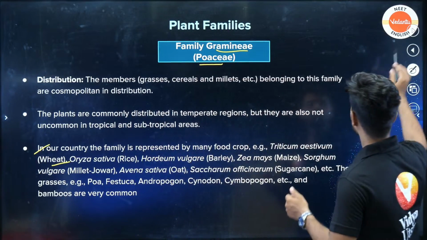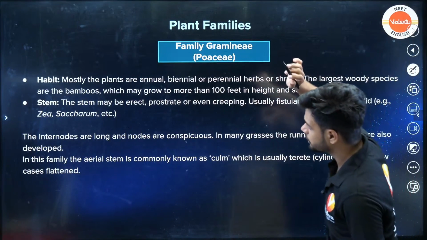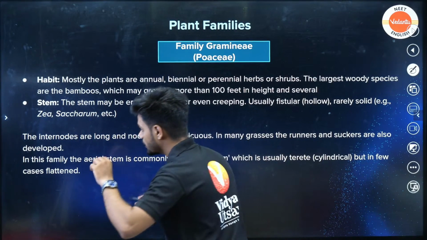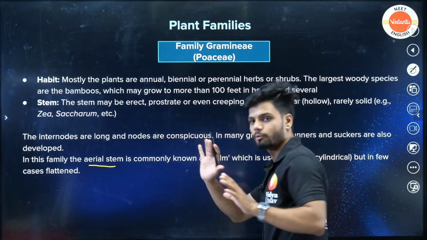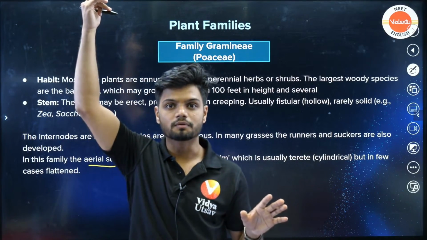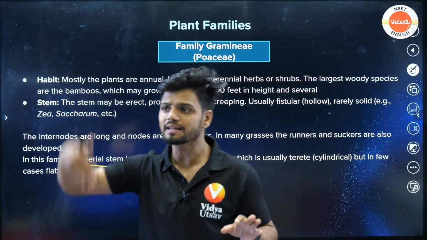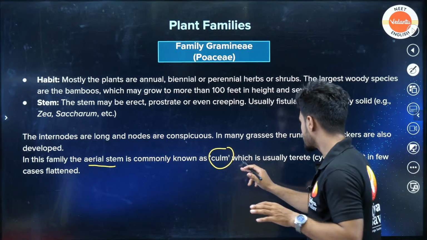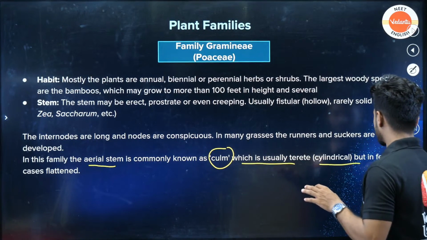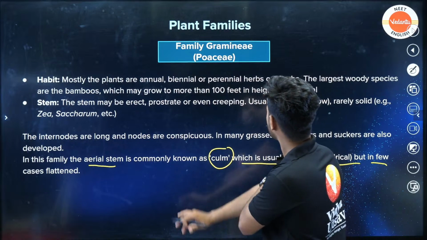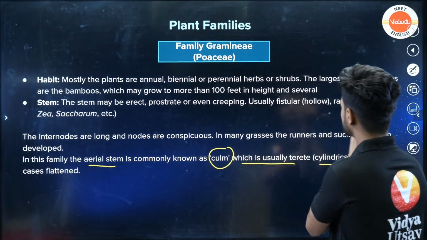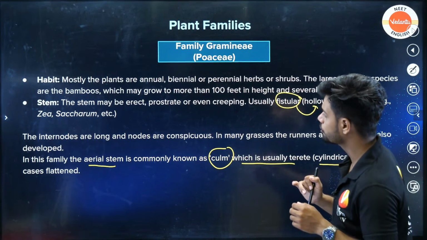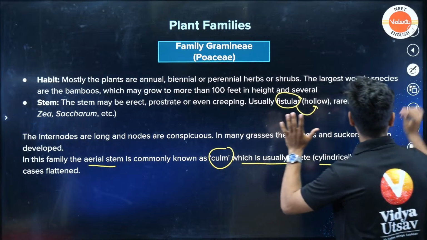Now, what you need to remember, habitat again is very easy. Very important: in this family, the aerial stem, you might have seen, right? The aerial stem of your jowar, barley and everything is called culm. Culm is either cylindrical, but few are solid. Any word which you will not understand is fistular. Fistular means hollow stem. So the stem is called culm here. That's all you should know.